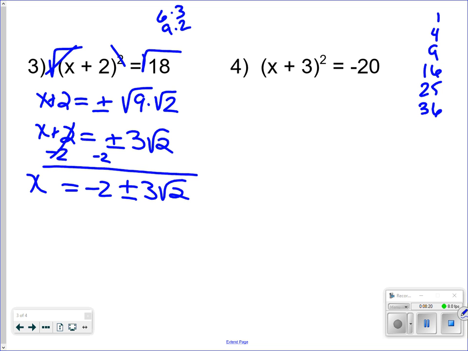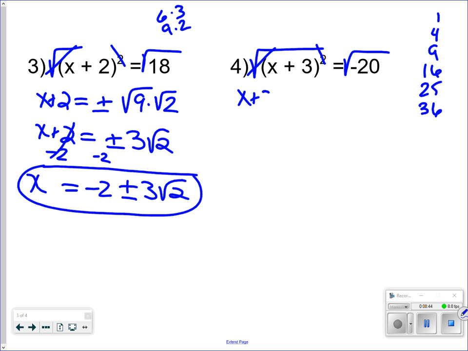Now this one looks exactly like the last answer. You cannot go any farther with this. Negative 2 plus or minus 3 root 2. Cannot go any farther. Done. Number 4. X plus 3 squared equals negative 20. Square root. Cancel, cancel. Drop down x plus 3 equals plus minus.